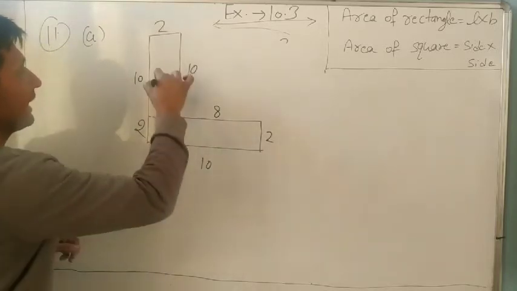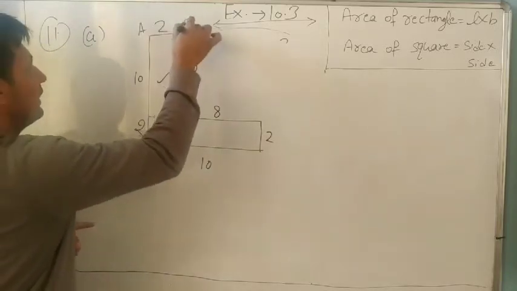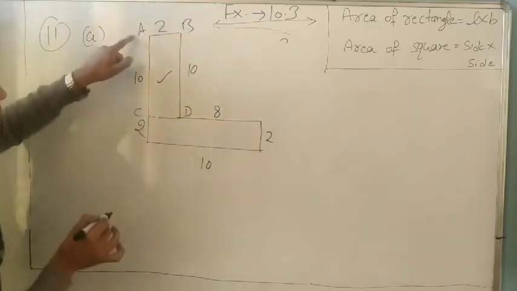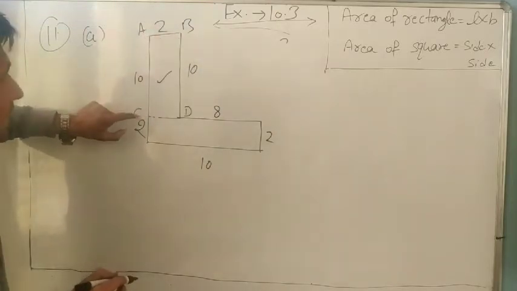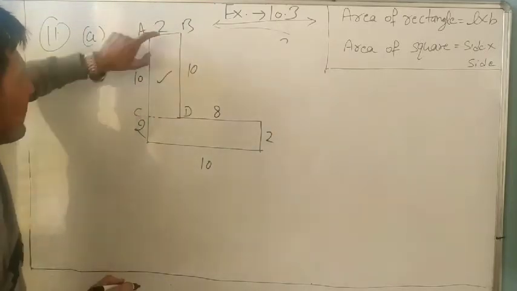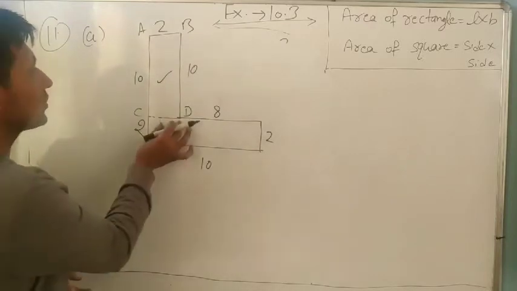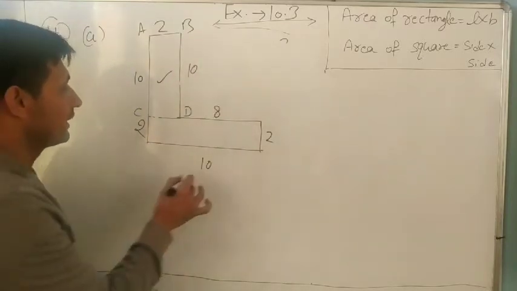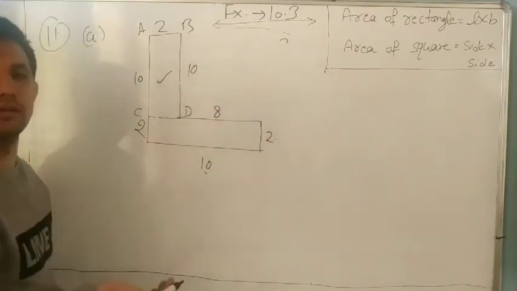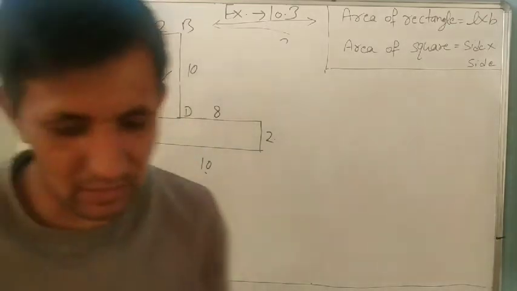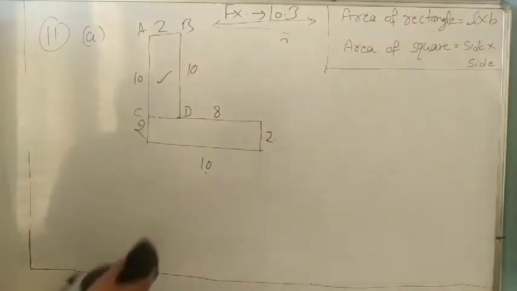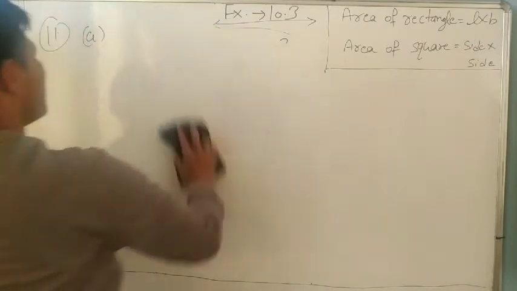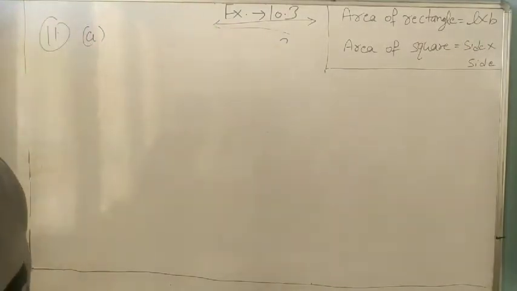So area of A, B, C, D rectangle. Length is 10. Breadth is 2. So it is also 2. 10 into 2. Understand? So do this one yourself also. One more, B part. They are very simple. I already explained one question.